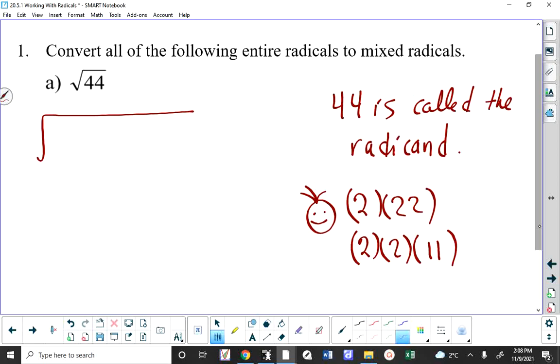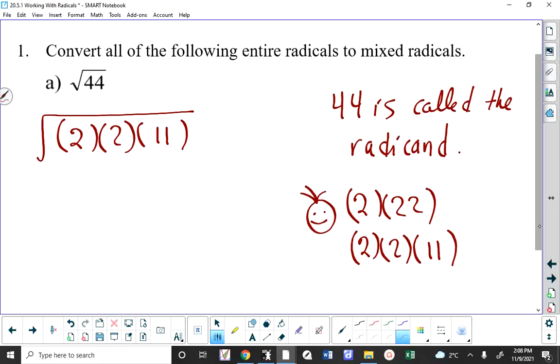I mean, I could write 1 times 2, but then I could write 1 times 1 times 2, and I could keep doing that. It doesn't get me anywhere. 11 is prime as well. So what we have here is 2 times 2 times 11. And this 2 times 2 is 4.